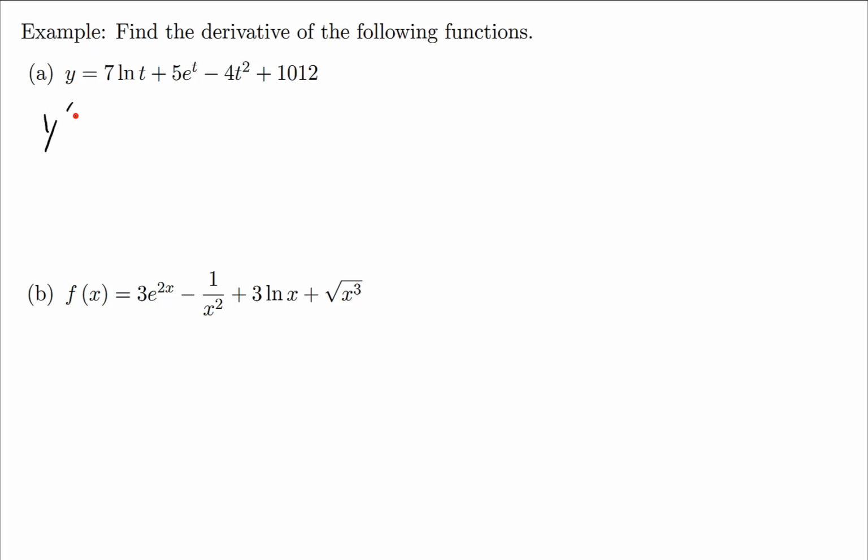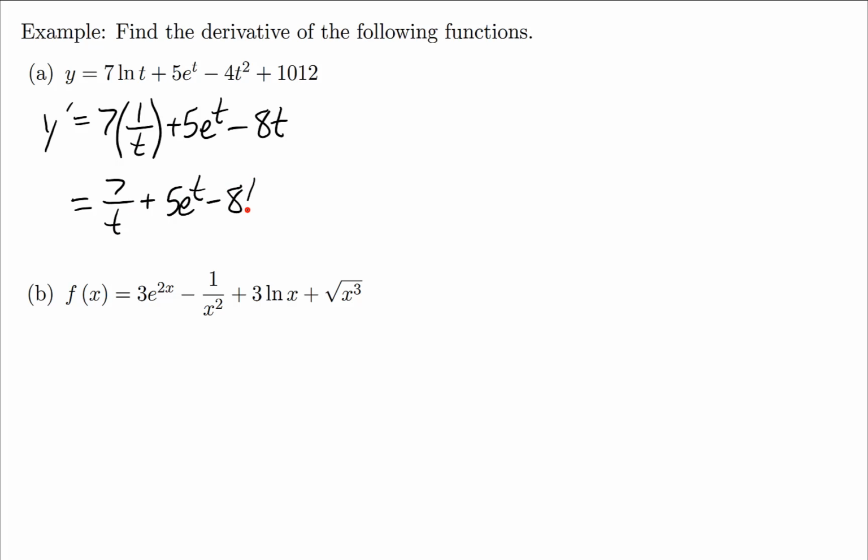Y prime here would be 7, and then the natural log of t, remember 7 we can leave in front. The natural log of t would be 1 over t, because again we just had the natural log of x would become 1 over x. We said the derivative of e to the t is e to the t. For the 4t squared, I'll bring the 2 to the front and get 8. Then we have t. And the 1012 is just a number, so it's going to disappear and become 0. A final answer I might write to clean this up slightly would be 7 over t plus 5 e to the t minus 8t.